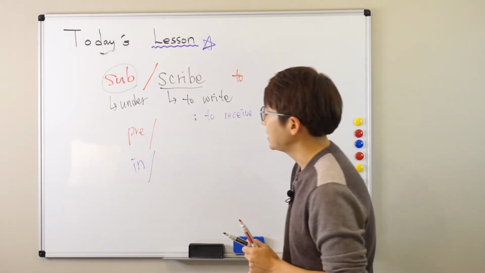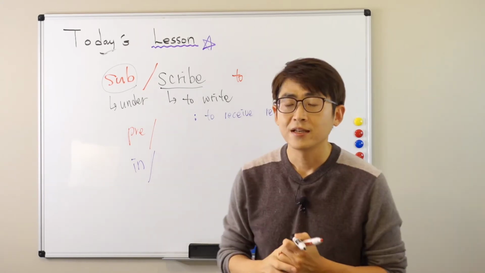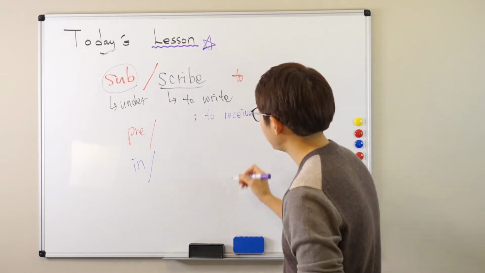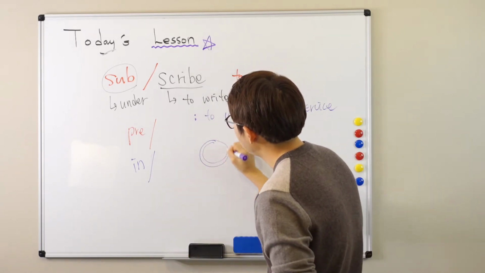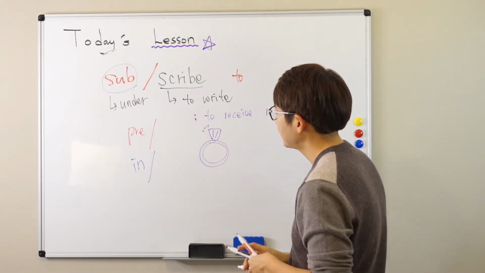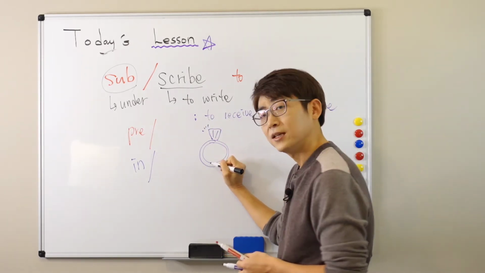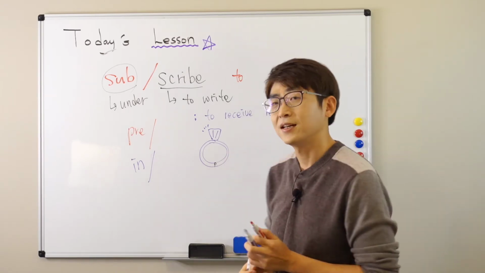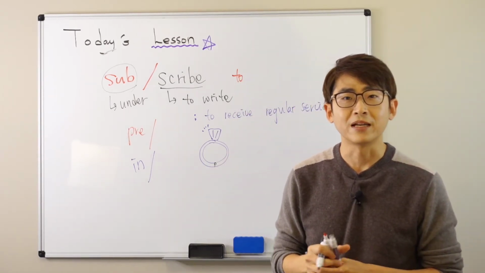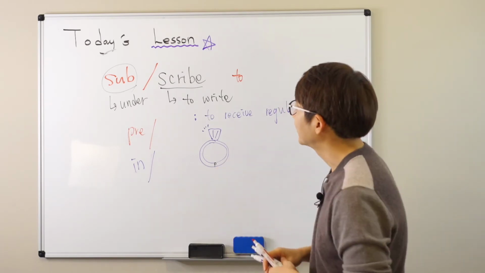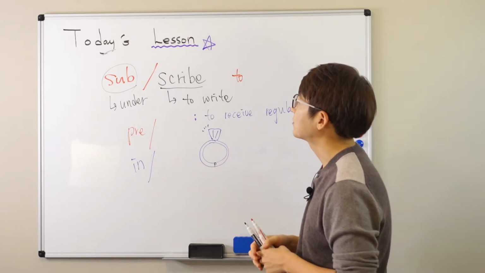And we can also use inscribe. So inscribe, when we want to inscribe a letter into my wedding ring. So here is my diamond ring, which is very expensive, and I can inscribe a letter, maybe P, and that's the first letter of my last name. So I can inscribe a letter in my wedding ring. So okay, we use scribe a lot.